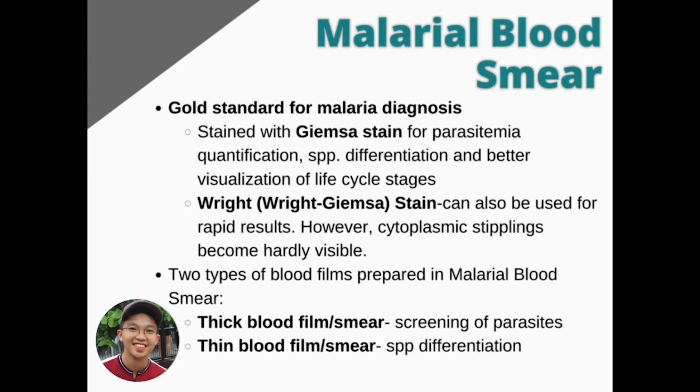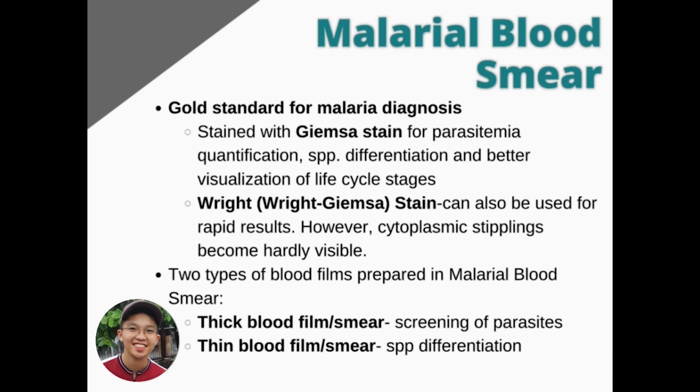Next is the malarial blood smear. The malaria blood smear is the gold standard for malaria diagnosis. It is stained with Giemsa stain for parasitemia quantification, species differentiation, and better visualization of life cycle stages. Ideally, Giemsa stain is used to quantitatively and qualitatively describe the Plasmodium species that may be present during microscopic examination. Other than that, Giemsa stain can also be used for rapid results.